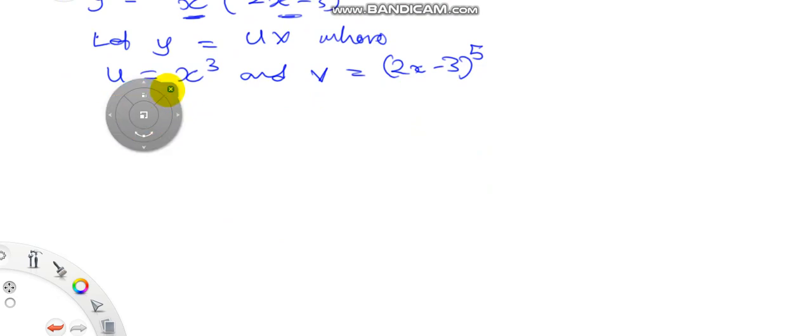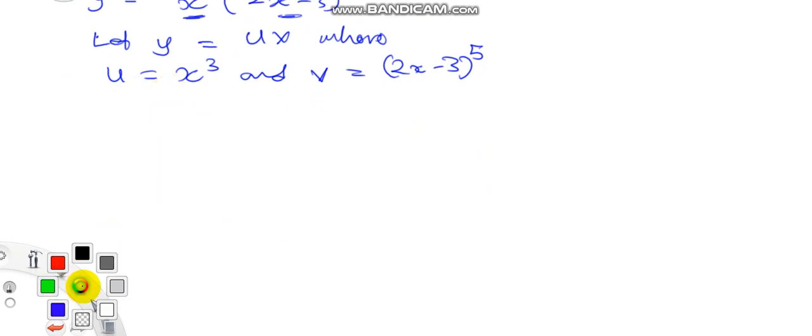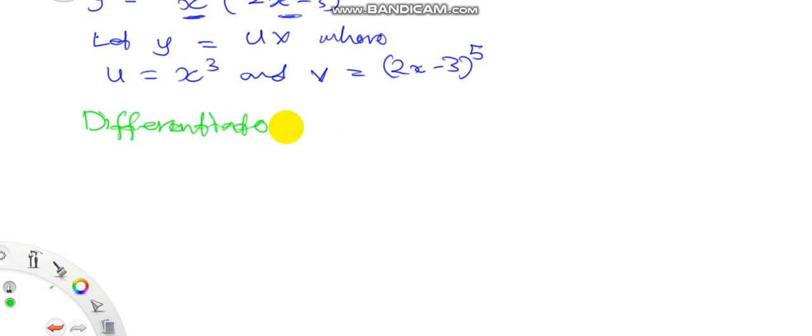So now, if we're asked a question, say, differentiate y equals x cubed, as we have up there, multiplied by (2x minus 3) all raised to the power 5. Okay, I can say solution.